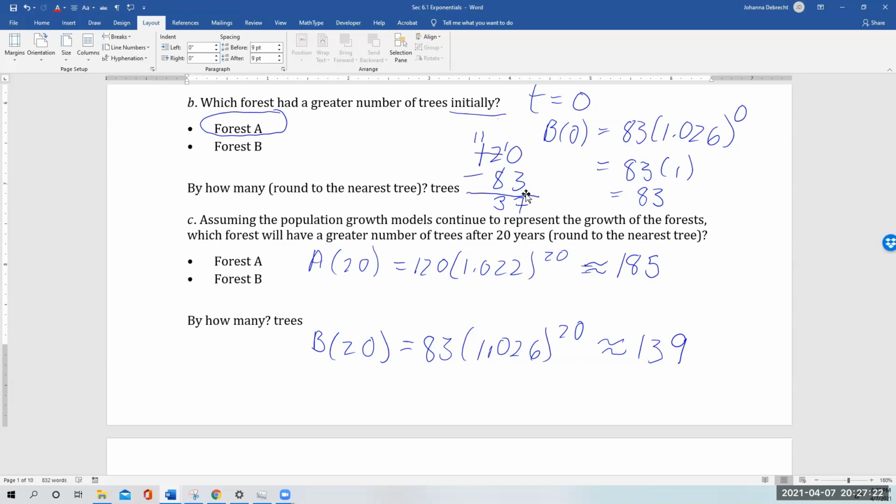Now, the next question says, by how many trees? We can take the 185 and we can subtract the 139 from it. When we do that, we'll have to borrow, and this will become 17. 15 minus 9 gives us 6. 17 minus 13 is 4. So roughly, this is 46 additional trees. Let's take a look now at the next problem.